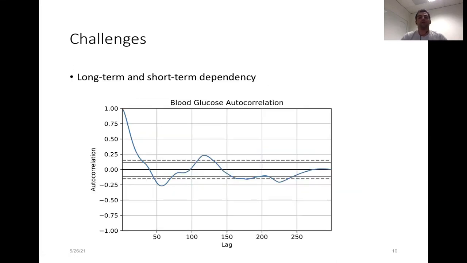Another challenge that we have is long-term dependency within the data set. To measure that we use autocorrelation plot. And as you can see, even for 120 times back, we have significant autocorrelation values, which shows that we need to be able to capture long-term dependencies.